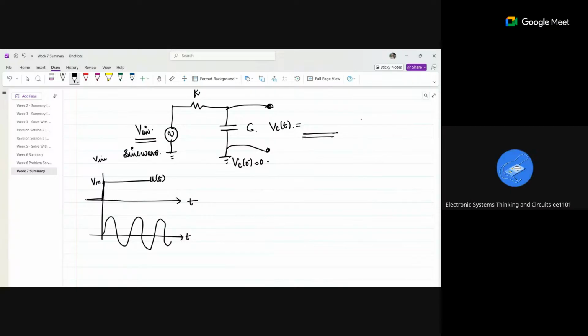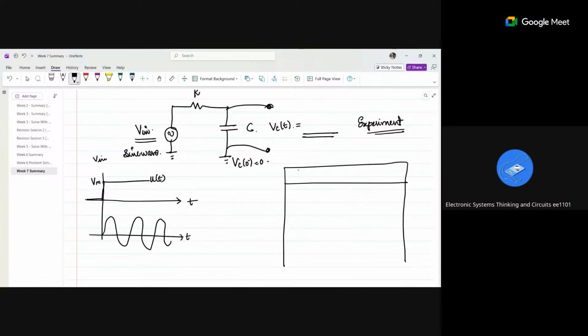First, we'll be seeing an experiment-based approach. When I give a sine wave as an input and I measure the voltage across the capacitor, you would have seen this in lecture 7.1, right? Vin frequency, then Vc of t amplitude, I'm going to measure. And if you see, as I change the frequency, there is also a delay observed.